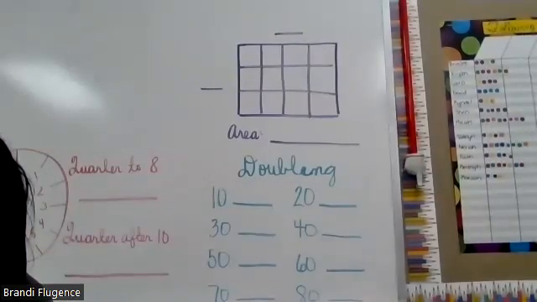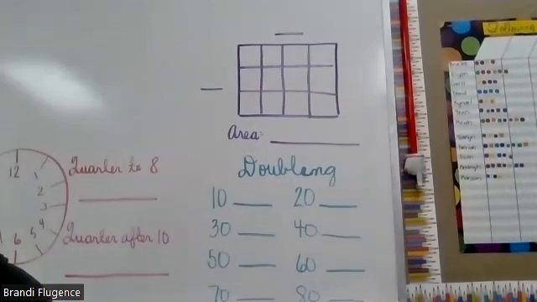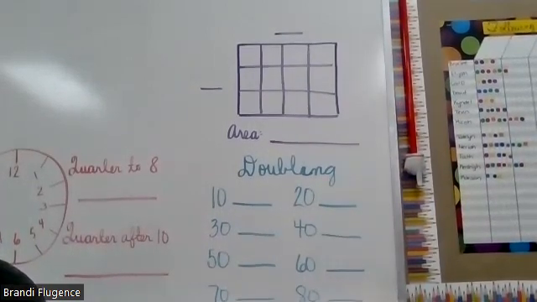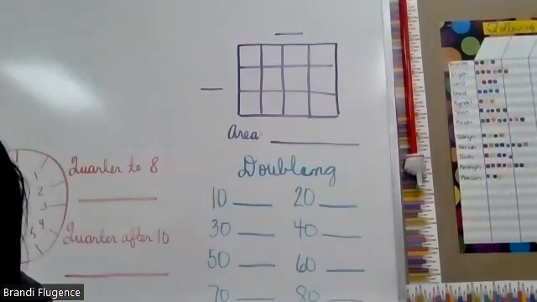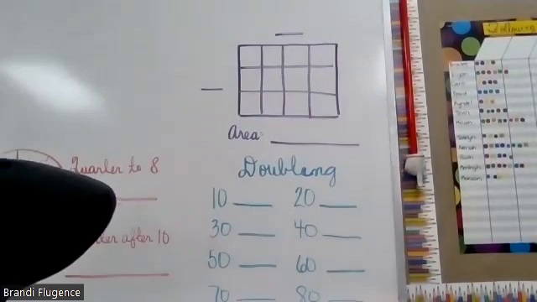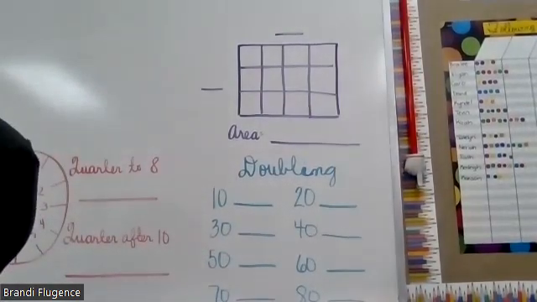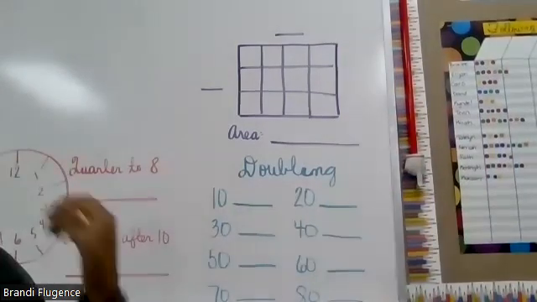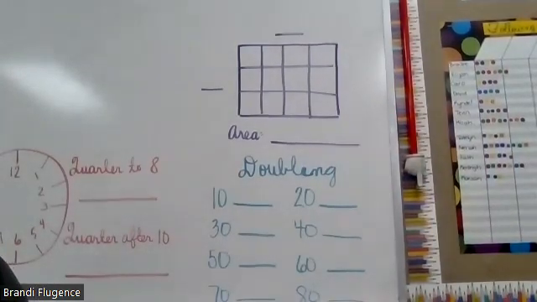2 times 4 equals 8. 4 times 8 is 32. 3 times 5 is 15. 5 times 2 is 10. 9 times 2 equals 18.